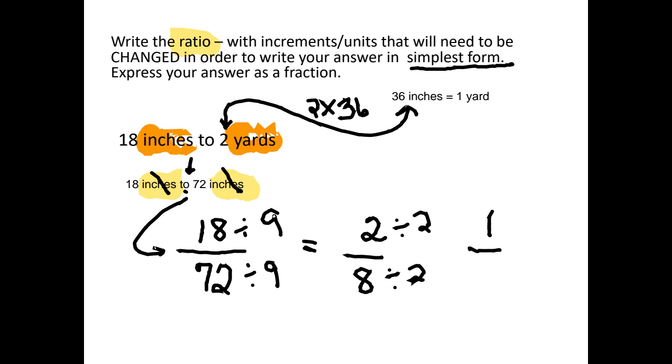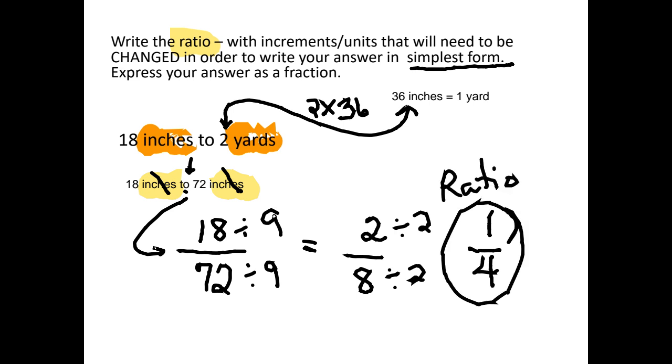This is my ratio. If I had noticed that I could divide by 18, I would have gotten here quicker. But in a ratio, you don't have to get there quicker. You just got to get there. Okay?